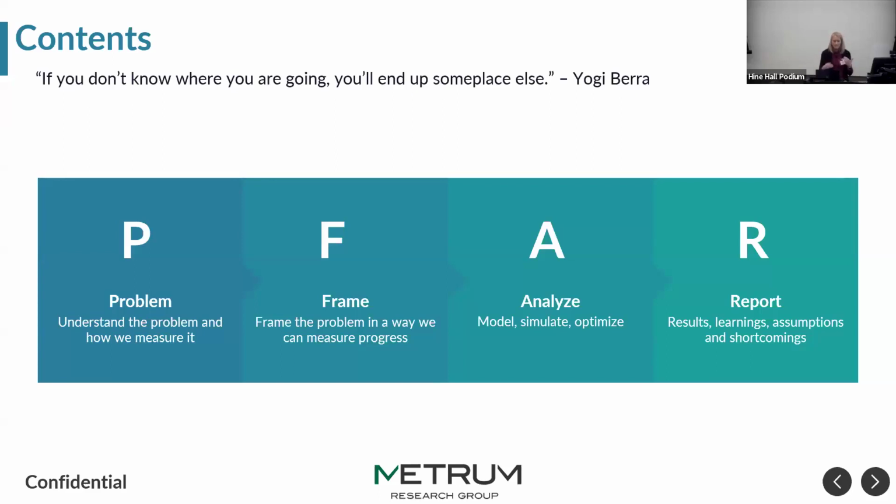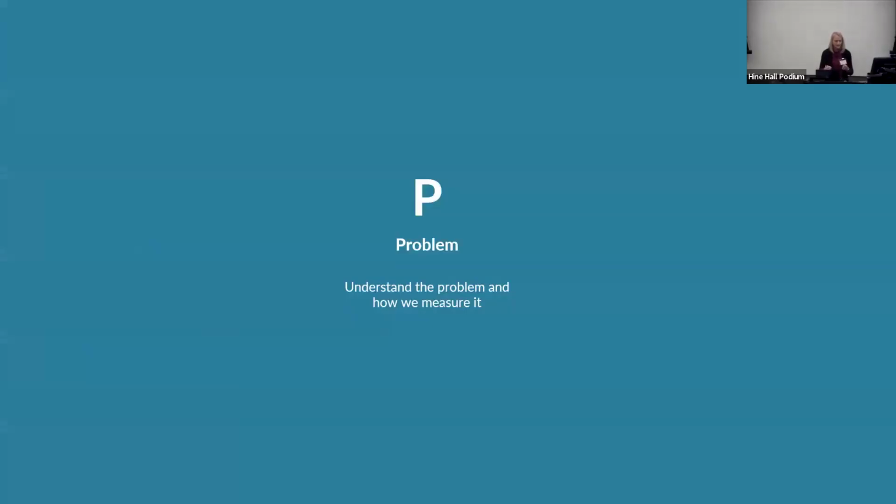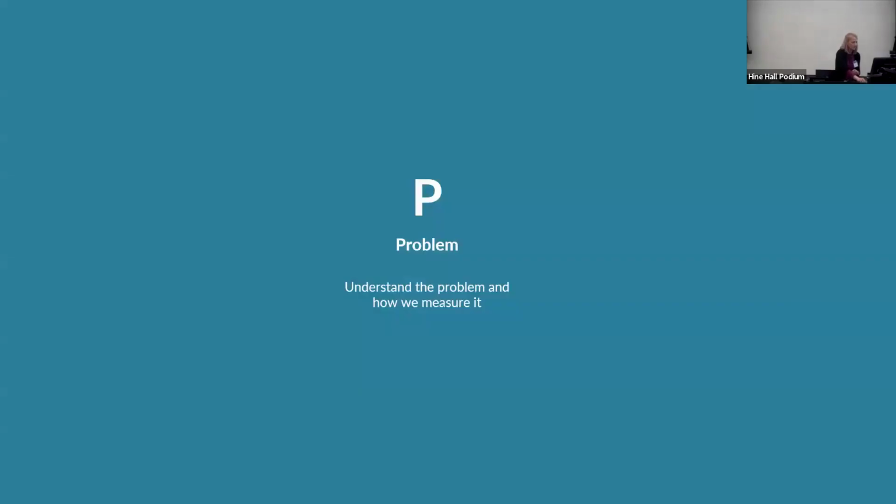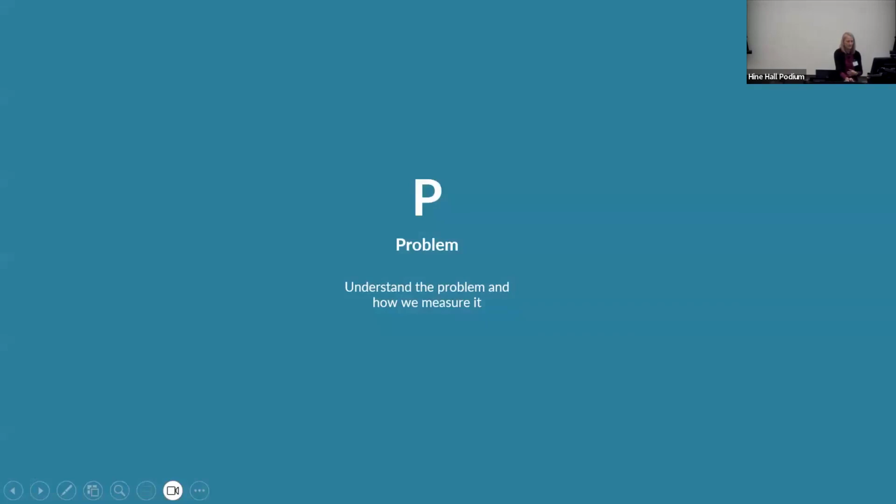And so first we establish the problem, which is usually an unmet clinical need. And then we frame the problem in a way that we can measure our progress, usually in the form of a quantitative question that we can answer with modeling and simulation. We then analyze the data that we have and understand the data. And then we report our findings and really scrutinize the model and declare our assumptions and what we would do to improve in the future. That is the process. So first we'll start with our problem.